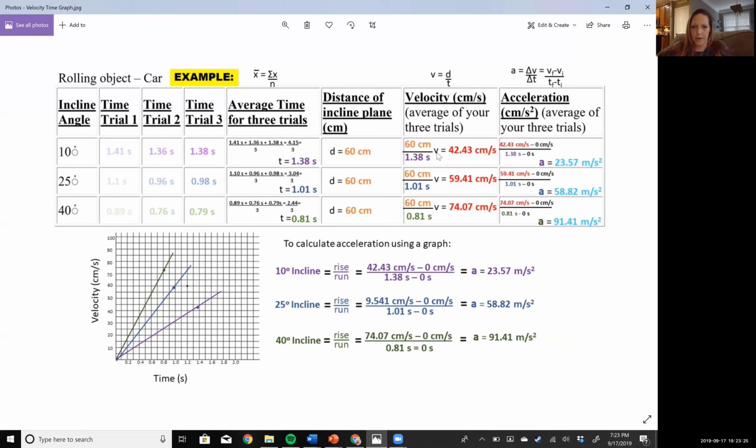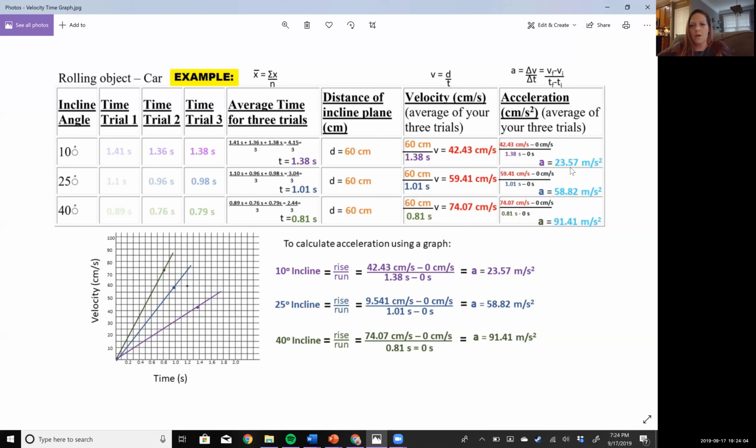And remember, we got that by dividing this number by this number. So it's 42.43 centimeters per second minus 0. Why is it 0? Because 0 is where we started. There was no acceleration when the car was stopped at the beginning, right? If it's stopped, it's not moving. So we subtract that and divide it by the time, because acceleration is your change in velocity over change in time. So here's your final time, 1.38, and your initial time is 0. Again, we started the clock when it moved. So basically, here's your value for this, and this is your acceleration.